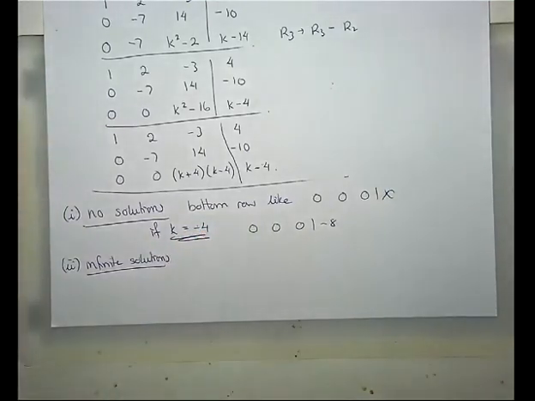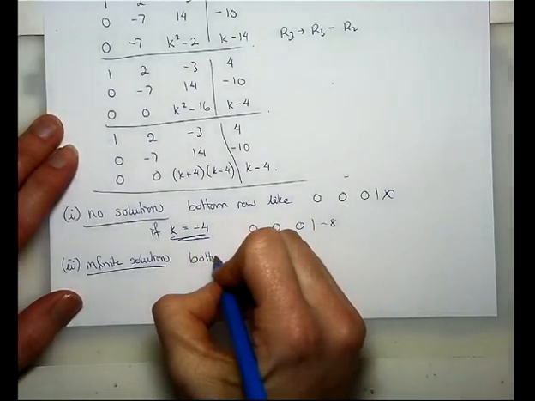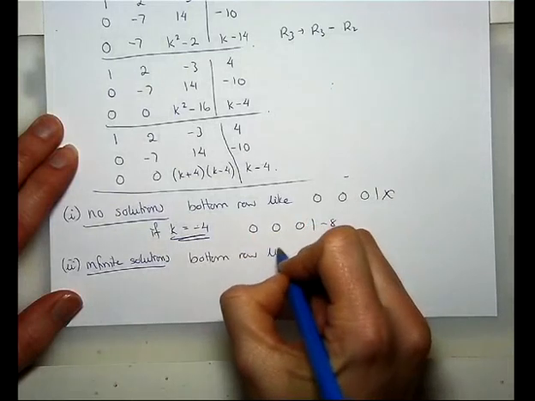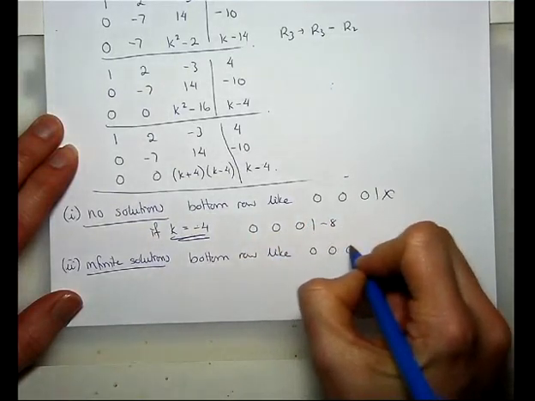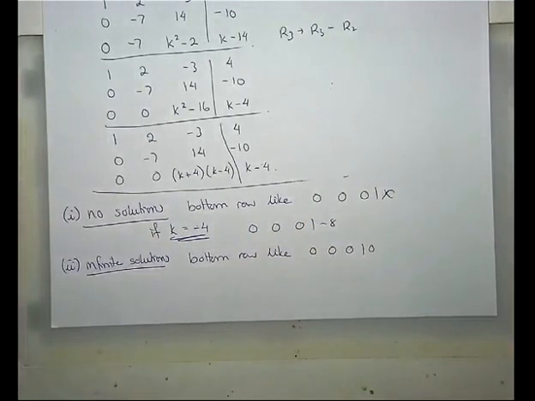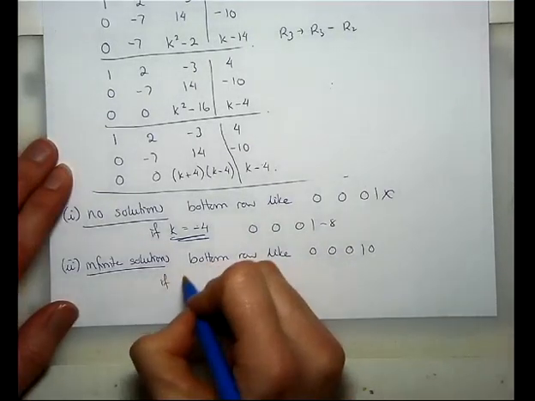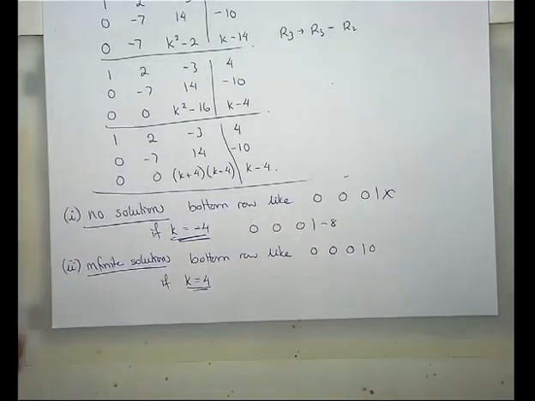Okay, what's the bottom row look like when you get infinite solutions? Beautiful. 0, 0, 0, 0, all zeros, right? And that happens when k is 4. You can have a lolly too. If k equals 4. Is that only on the bottom row?